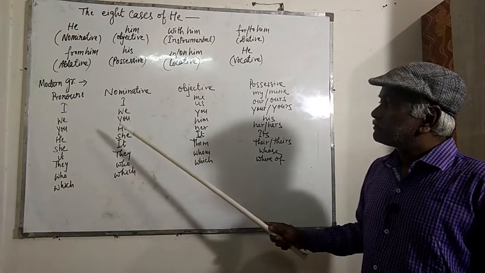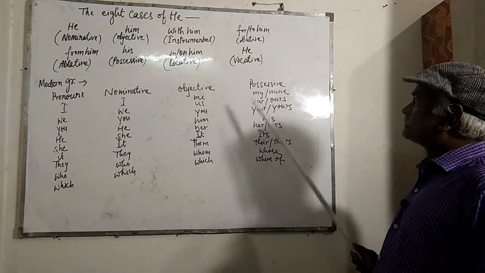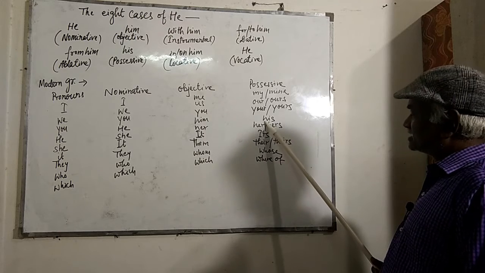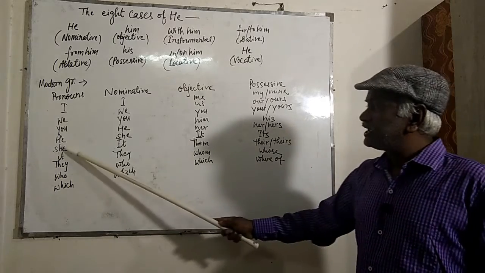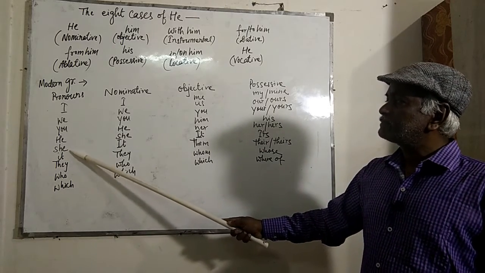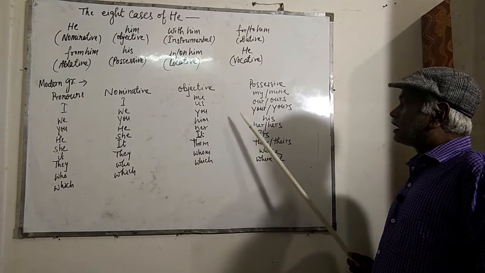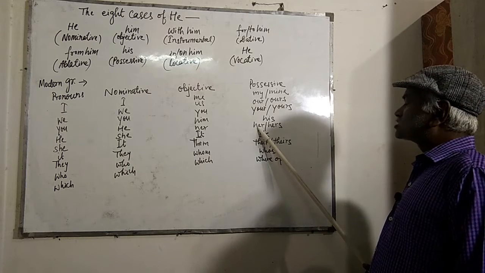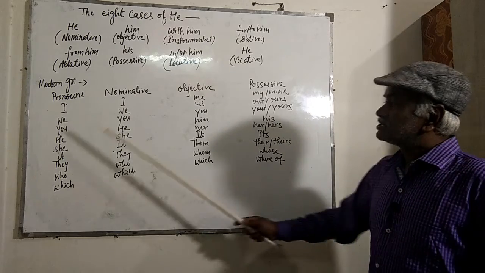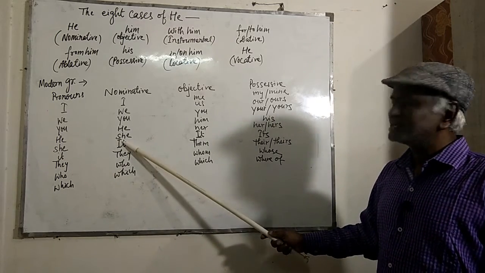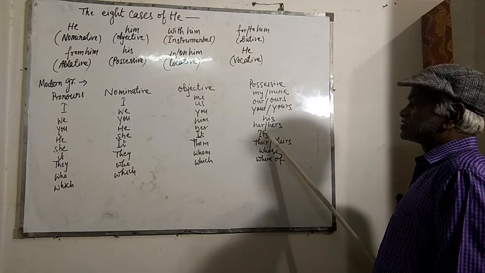He: nominative is he, objective is him, and possessive is only one, possessive adjective as well as possessive pronoun is his. She: nominative is she, objective is her, then possessive adjective is her and possessive pronoun is hers. It: nominative is it, objective is it, and possessive is its.